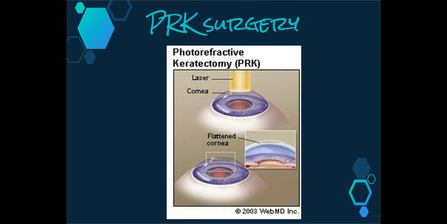PRK, or photorefractive keratectomy, surgery involves the removal of the epithelium, which is the outer membrane of the eye, and the surface of the cornea. The laser is then used to shape the uppermost surface of the cornea. The epithelium then takes 2 to 3 days to grow back.